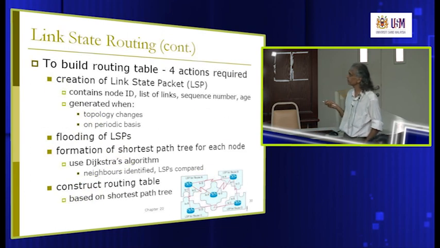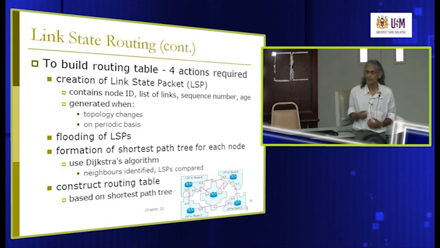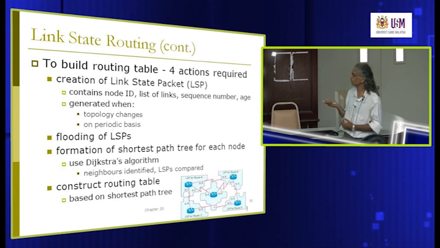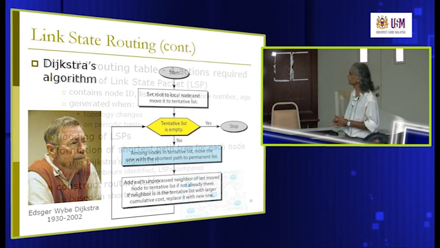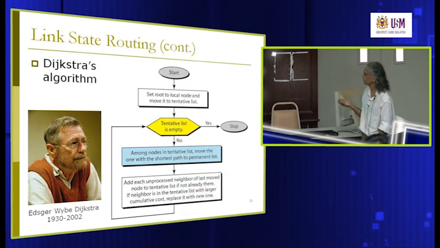Then, after that, once the packet has flooded and reached its destination, we come back. Then we're going to compare. We use Dijkstra's algorithm to find the shortest path to each node. Right, and then finally we will construct the routing table based on the shortest path. Right, so that's the 4 steps. So that's the algorithm there. You do it step by step.